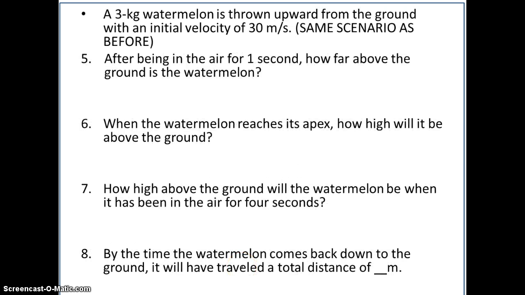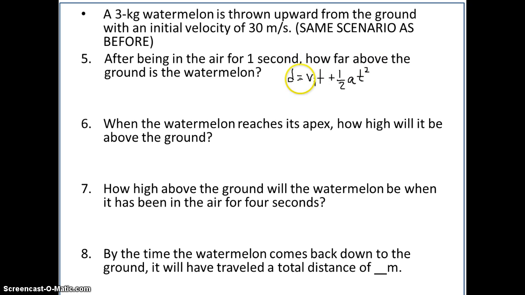Now, a couple different questions. What are you going to do differently when it asks you things about the distance? Well, we have a different equation for distance. It's this one that says D equals VI times T plus 1/2 AT squared. Now that's the equation that involves distance.